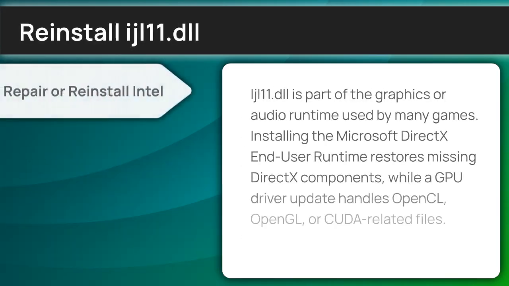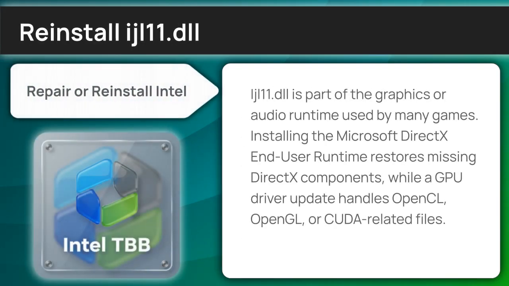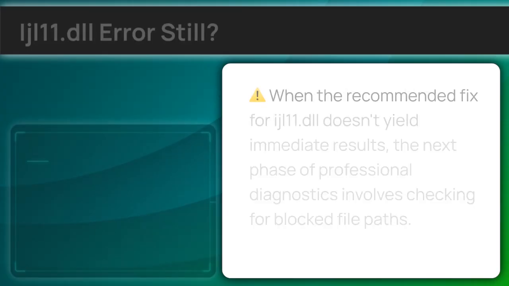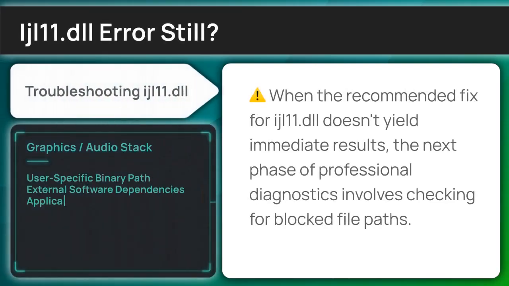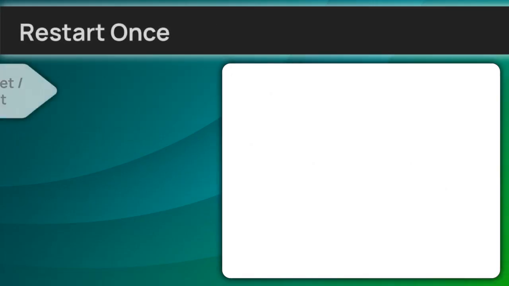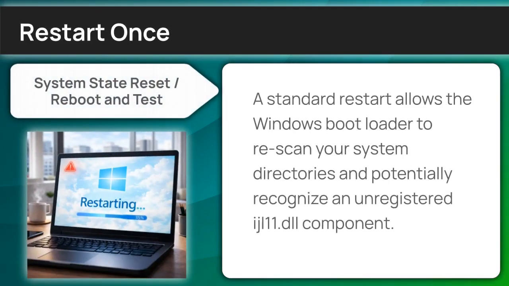ijl11 is part of the graphics or audio runtime used by many games. Installing the Microsoft DirectX end-user runtime restores missing DirectX components, while a GPU driver update handles OpenCL, OpenGL, or CUDA-related files. If the error persists despite the new library files, we must verify if a simple synchronization conflict is preventing the file from loading. A system reboot is a reliable way to clear away zombie processes that might be interfering with ijl11 library. It's a low-impact step that ensures your operating system is starting with a synchronized environment.